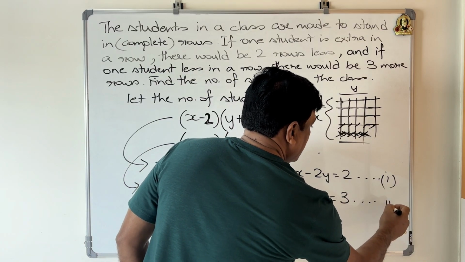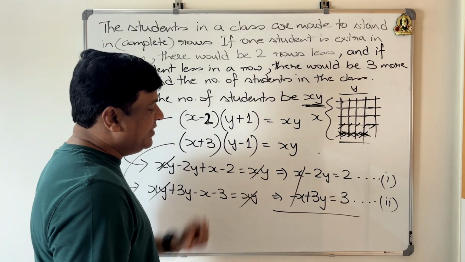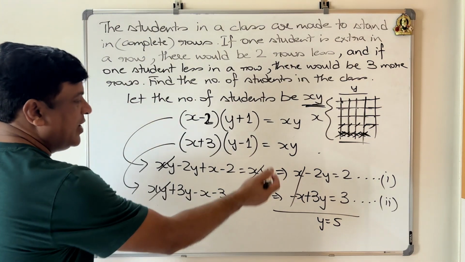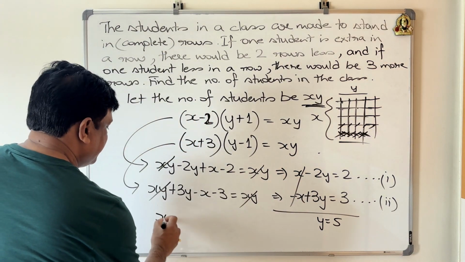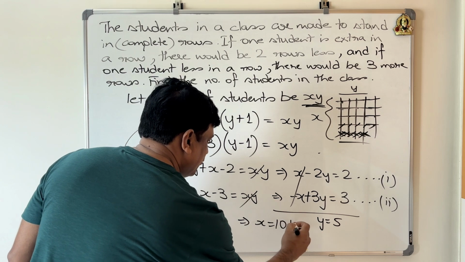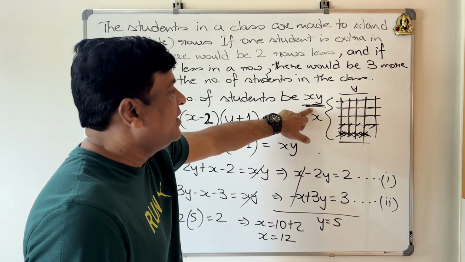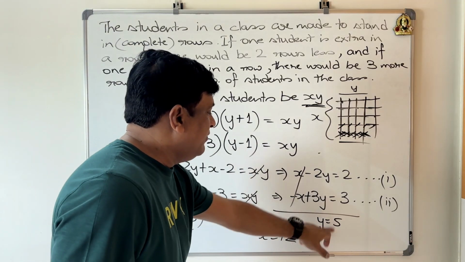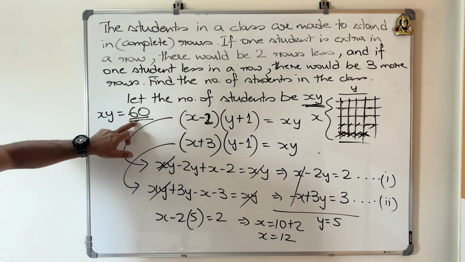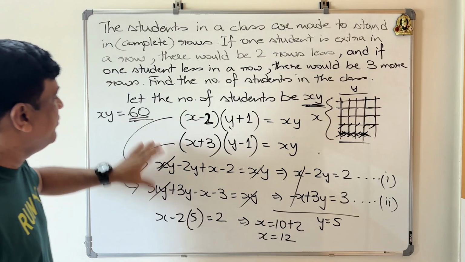That's your second equation. Now when you solve those two equations, I can add them by the elimination method. I have eliminated x. You get 3y minus 2y, which is y, is equal to 5. Put it in one of the equations: x minus 2 times 5 is equal to 2. So x is equal to 10 plus 2, which is 12. What did you take the number of students to be? xy. When you multiply 12 by 5, you get xy is equal to 60 students. These values are also going to satisfy the equations.